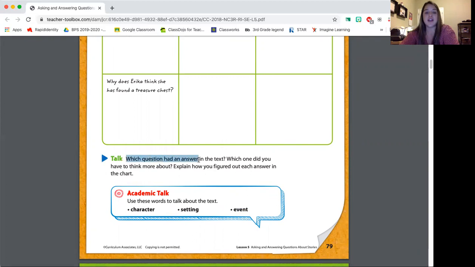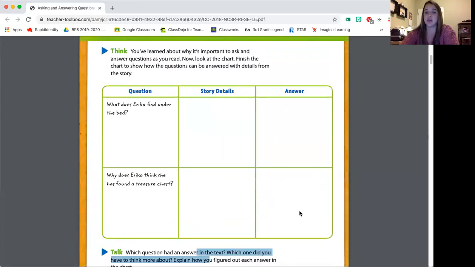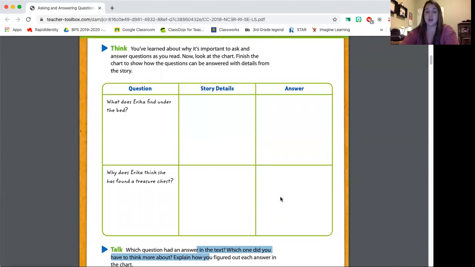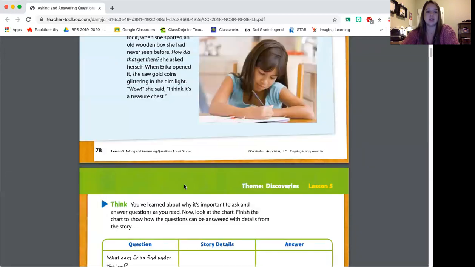Which question had an answer in the text, and which one did you have to think more about? Explain how you figured out each answer in the chart. So that's when we're giving our answers and our story details. All right, now you need to go back and figure out which one did you have to think about? Which one exactly had the answer in the text, in here, and which one did not, okay?